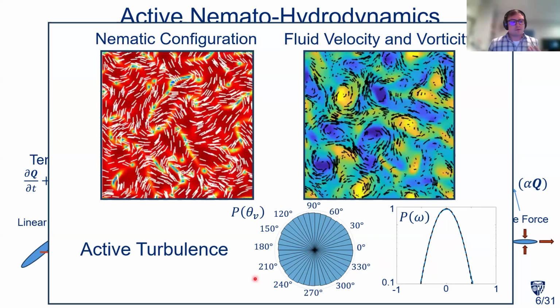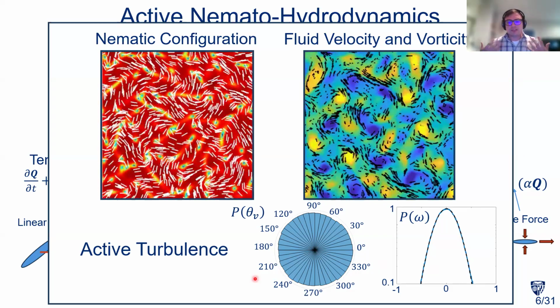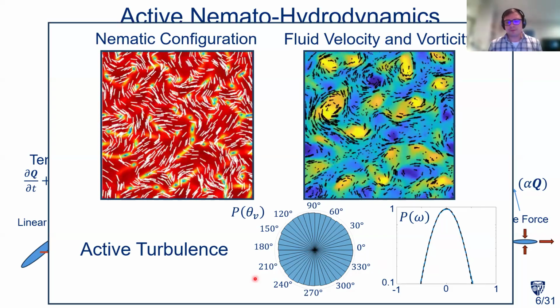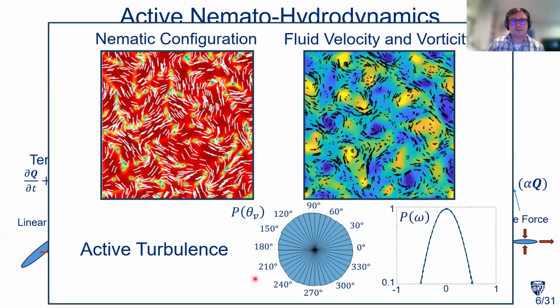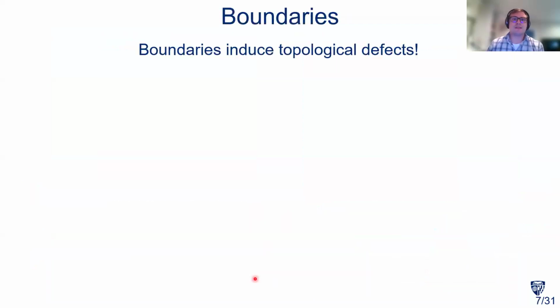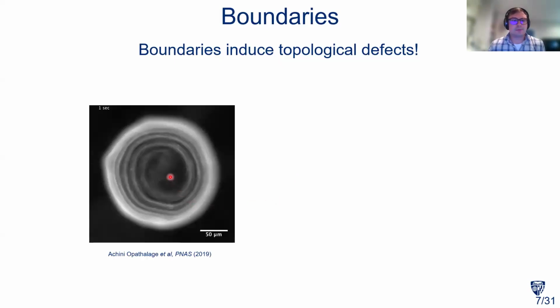So now I mentioned that we want to change the environment of this to change the fundamental behavior. And the first thing that I'm going to look at is what happens when you put hard boundaries in the system. So in general, in nematic systems, boundaries induce topological defects. So here's an experimental example from a microtubule kinesin system.